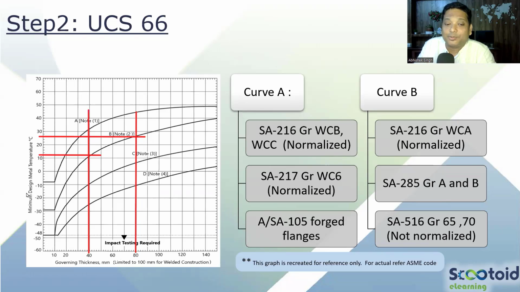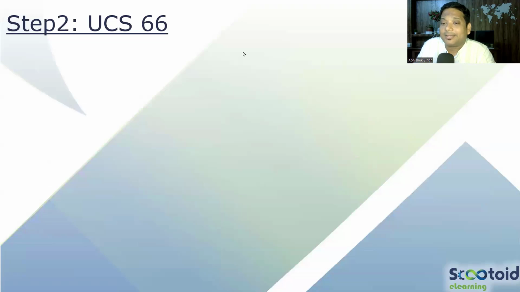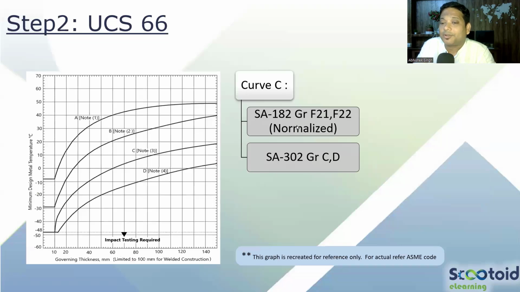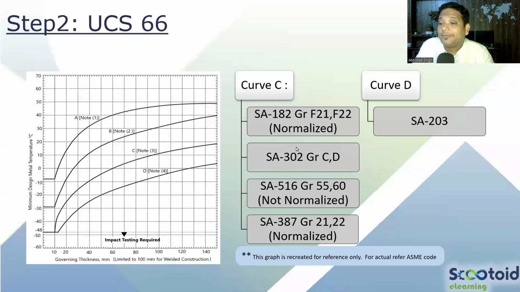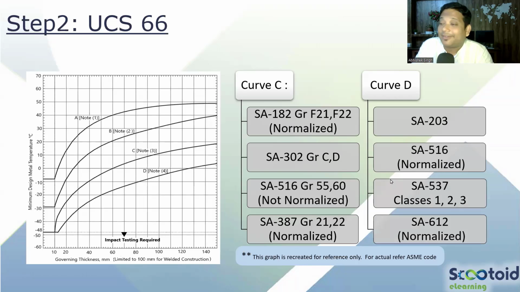Great. So we have seen two curves, curve A and curve B. Let us talk about curve C and curve D also. Curve C: A182 grade forgings, F1 and F22, if they are normalized, fall into curve C. A516 grade 55 and 60, not normalized, also fall into curve C. In curve D, the thing you have to remember is A516, any grades, if they are normalized, will fall into curve D. So that is the definition of the different curves.